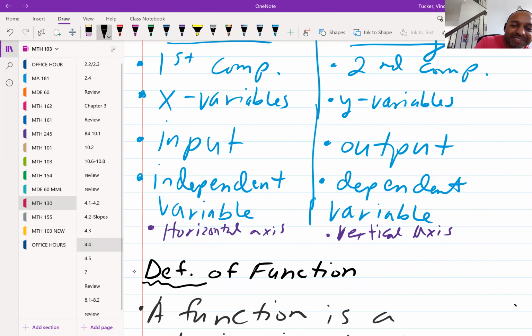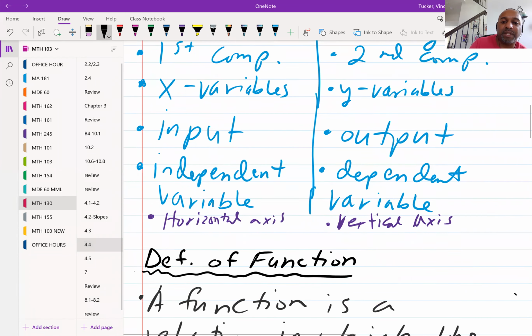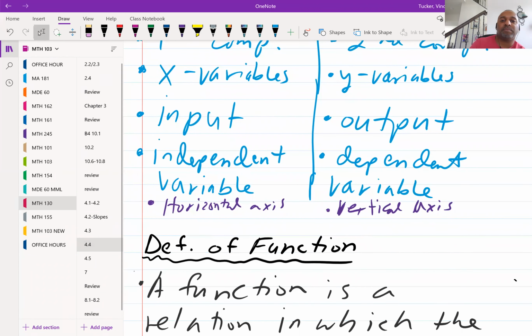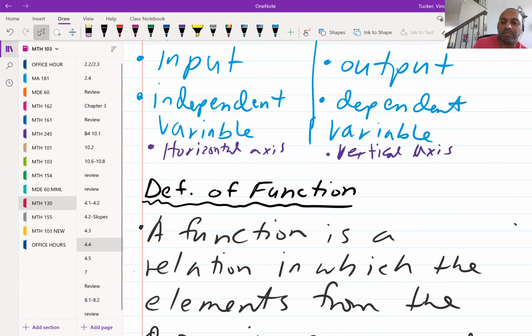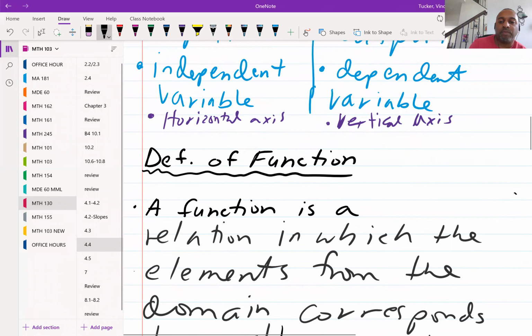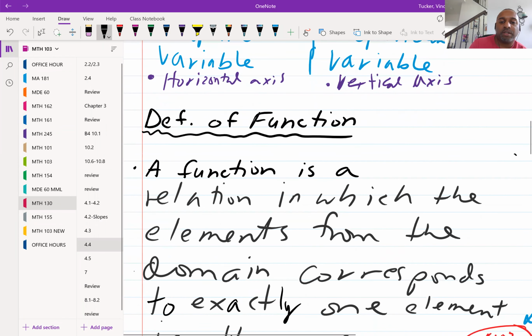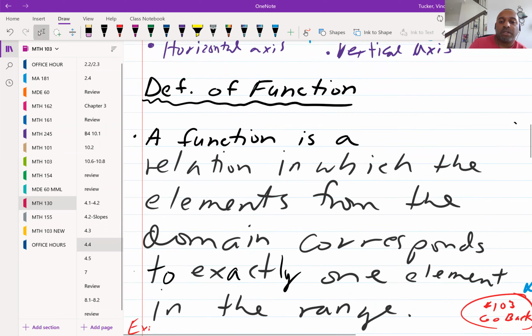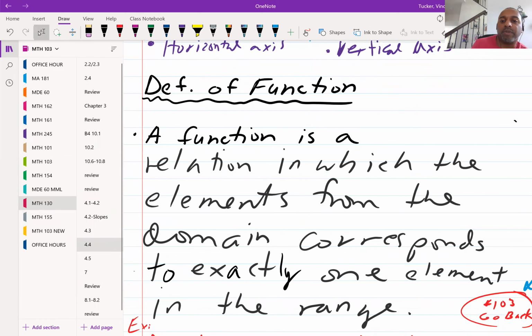No problem. A function, okay. Yep, definition. So we have a function as a relation in which the elements from the domain correspond to exactly one element in the range.